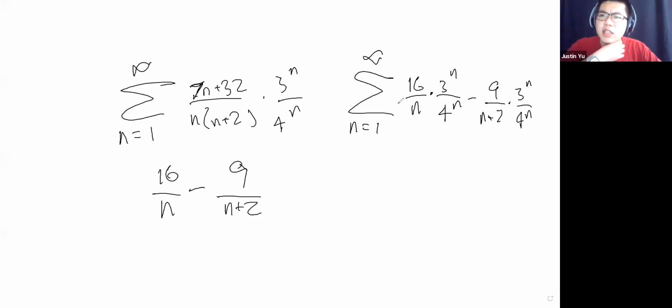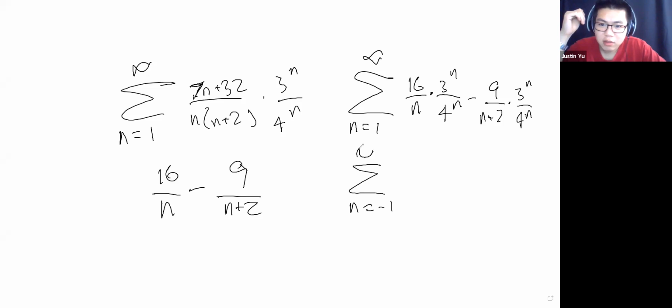I see, try plugging in n plus 2. What does that mean? What do we plug in n plus 2 for? Oh, I see a lot of these observations. Oh, 16 is 4 squared. This is 3 squared. Okay, so we plug in n plus 2. So that means we go from n equals -1 to infinity of 16 over n plus 2 times 3 to the n plus 2. Is this what you're talking about?